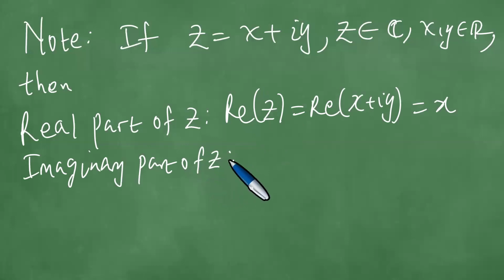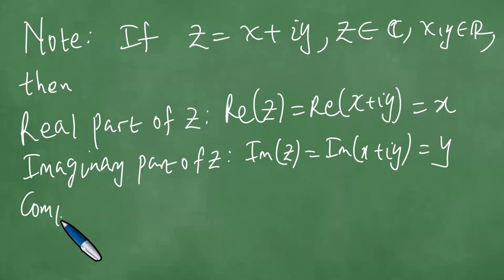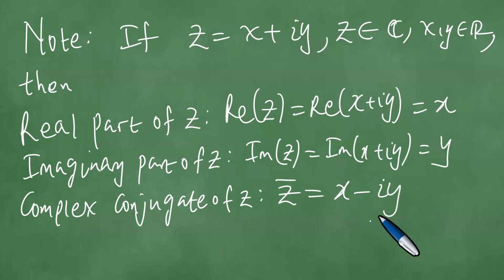There's something we call the imaginary part of z. The imaginary part of z is the imaginary part of x plus iy, which is just the coefficient of i. And then there's something we call the complex conjugate of z. So z is x plus iy, and therefore its complex conjugate is x minus iy. Okay, so these are some of the properties that we shall learn very much into.